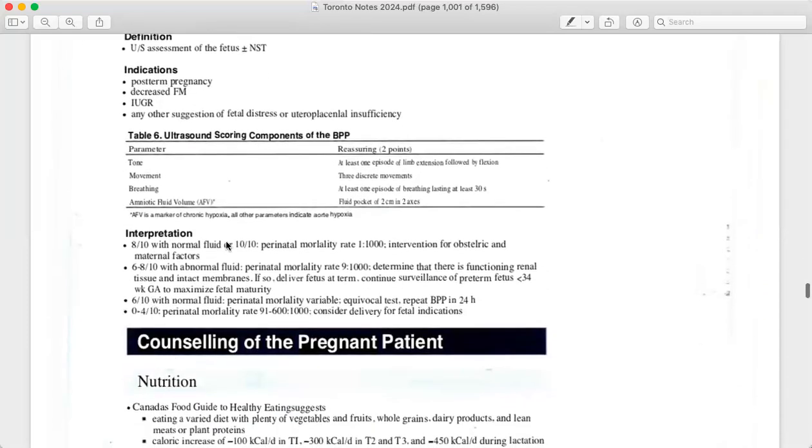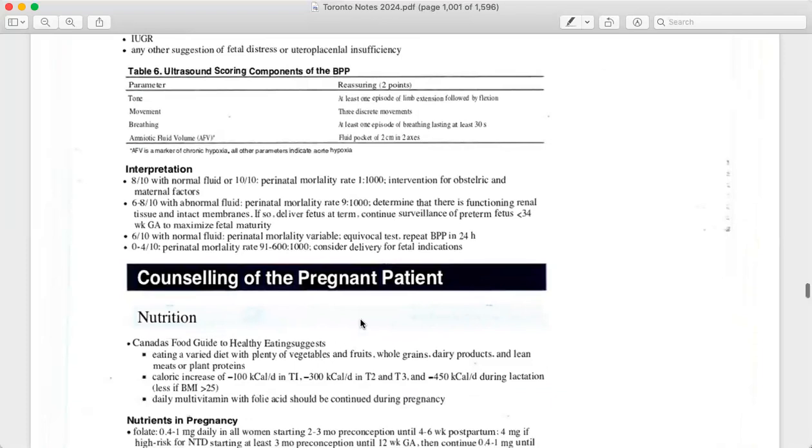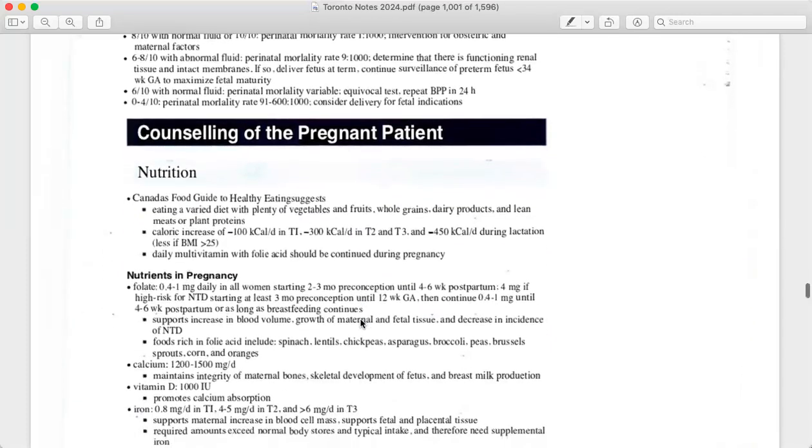Interpretation: 8 to 10 is basically normal, or 10 to 10 is normal. 6 to 8 is basically equivocal, or maybe the fetus is sleeping, or maybe there is some fetal maturity disturbance, or even an age miscalculation could be there. 6 to 10 is an equivocal test, repeat BPP in 24 hours. So they can ask what is the next thing you are going to do in the 6 to 10 with the BPP. So you are going to repeat it. And if 0 to 4, then obviously consider delivery, depending on the fetal indication.